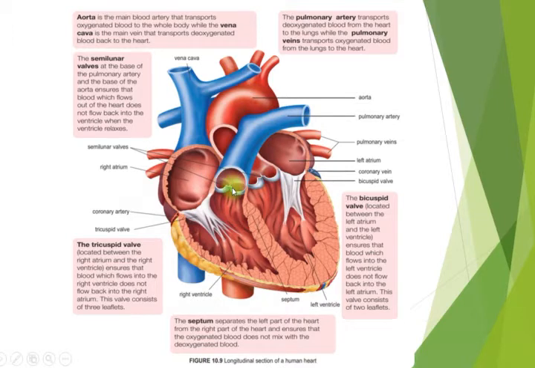The semi-lunar valve is located at the base of the pulmonary artery. So this is the pulmonary artery. The semi-lunar valve is located at the base of the pulmonary artery and also at the base of the aorta. What is the function? It ensures that blood which flows out of the heart does not flow back into the ventricle. In other words, it will ensure the blood flows in one direction. So that is the structure of the heart that you have to memorize. Memorize the structure and also the function. Please memorize it.